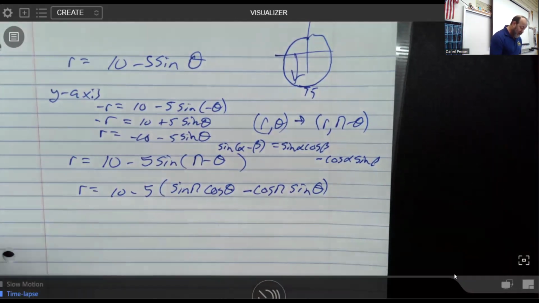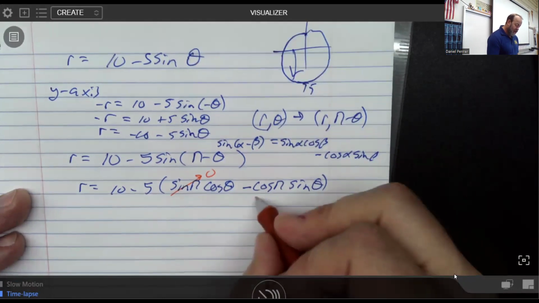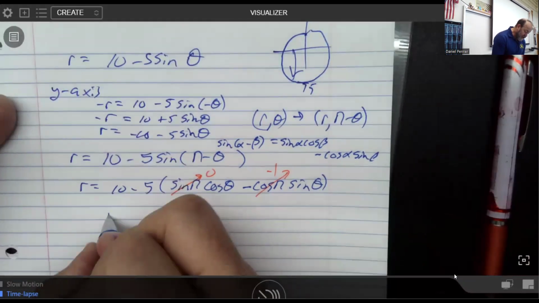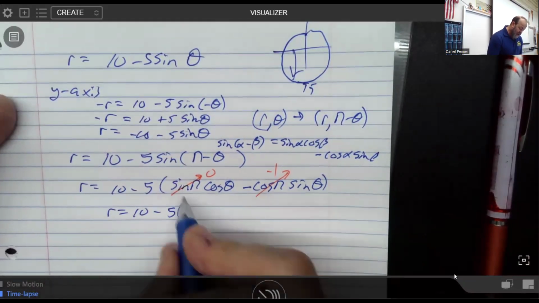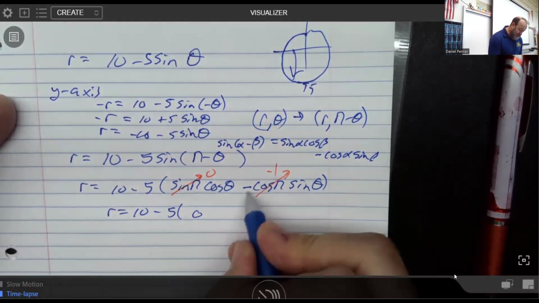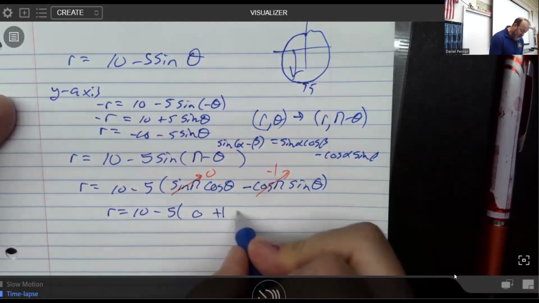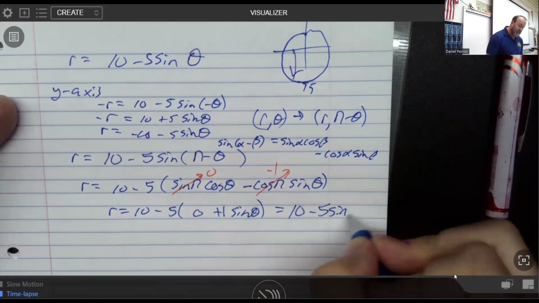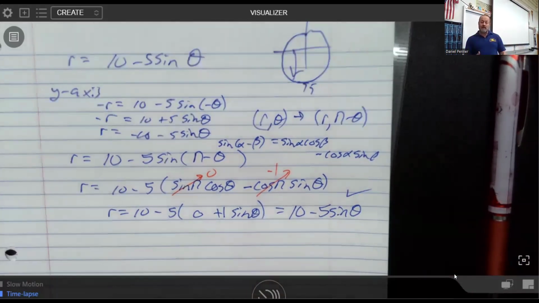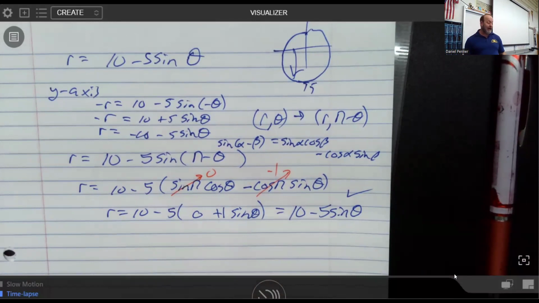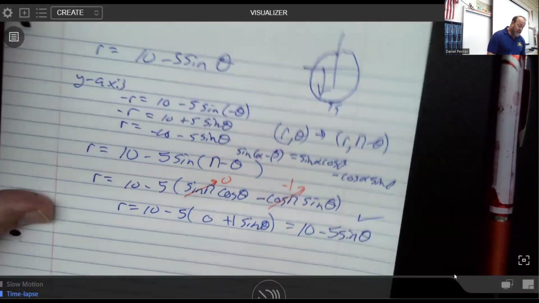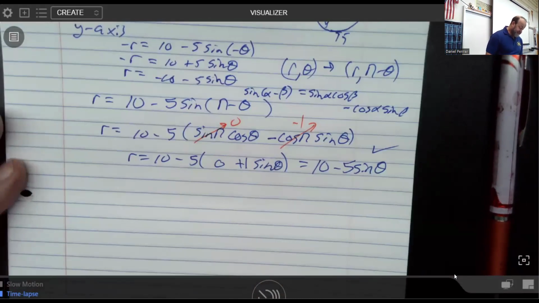But the cool thing is that the sine of pi is always 0, and the cosine of pi is always -1. And so putting that all together, I got 10 minus 5. This all became 0, and there's a double negative. It's minus -1, so it's plus 1 sine theta. Well, if you just distribute, this is where we are. And we got back to the original problem. And that proves that, in fact, it does have the y-axis symmetry that I knew it should have. It just gave me a false story right here that looked like it was a no, when in reality it was a yes.